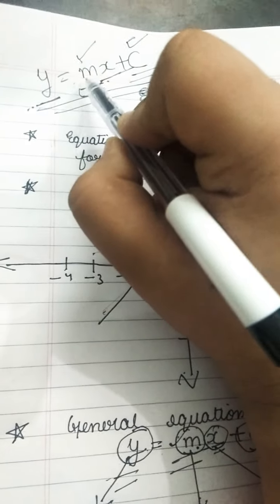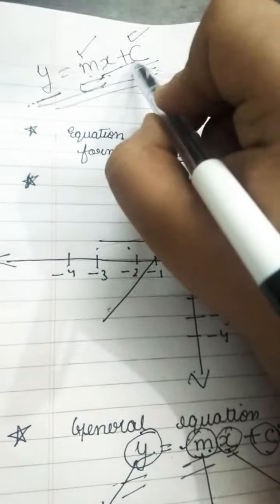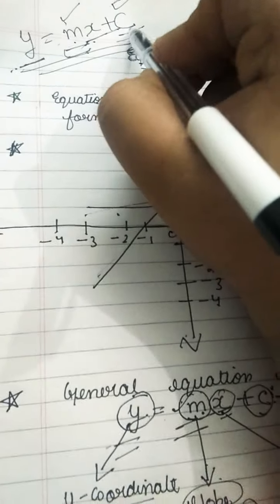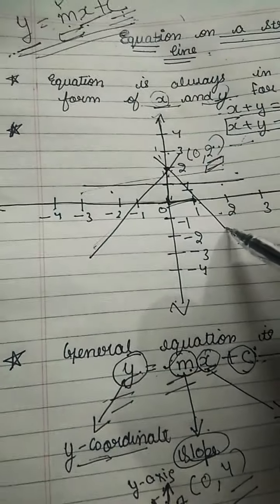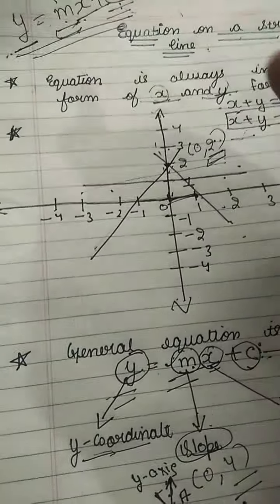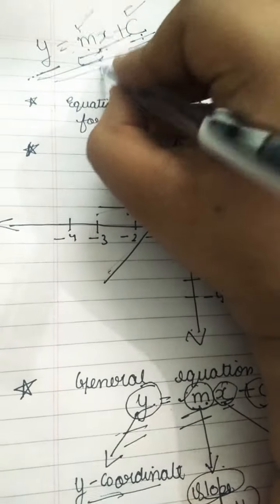But you need to know what this m is, that is the slope, and what this c is, that is the y intercept. You know what c is, the y intercept, on the graph, but you don't know what this m is. So now let us see what this m is. So see, the slope. How to find out the slope?